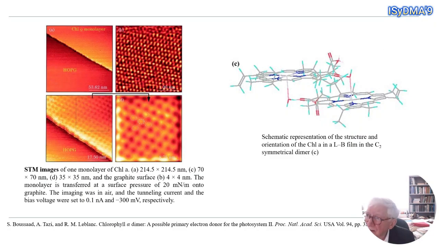This is the slide with HOPG, highly oriented pyrolytic graphite, as the surface, and we can see each carbon atom, the radius of the carbon atom and the distance between carbon atoms, as measured by STM that we have done in our equipment.